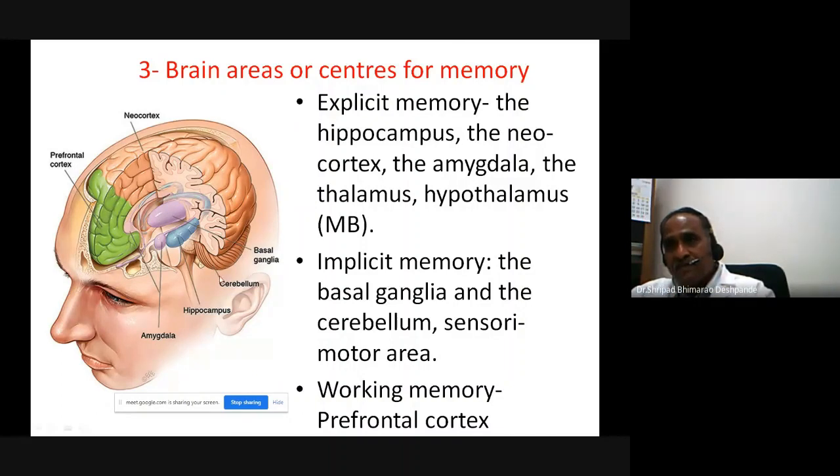So I mentioned the primary ones: number one, hippocampus, amygdala, prefrontal cortex, and all the sensory areas. I will come back to that. Then we have the thalamus and hypothalamus. They are also involved in memory. Implicit memory is primarily motor: the basal ganglia, cerebellum, and sensorimotor area. Working memory is a function of the prefrontal cortex.